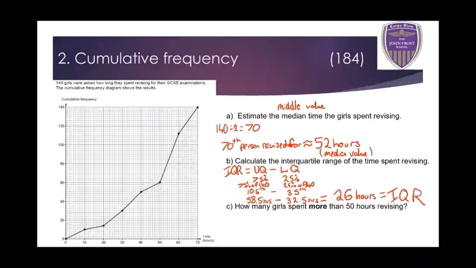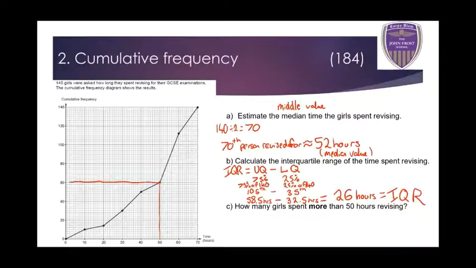So to do this, let's actually work backwards. Let's find 50 hours on our cumulative frequency diagrams. We've got 50 hours on the bottom here. Let's draw a line up until we meet our line. There it is. Now, let's see how many people revised less than 50 hours, because that's what we do. If we take this line to the y-axis now, this will tell us how many people have revised for less than 50 hours. Take it across.